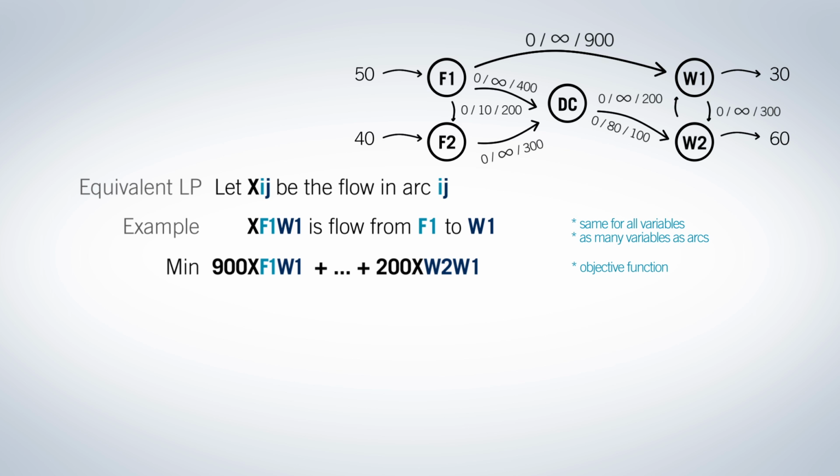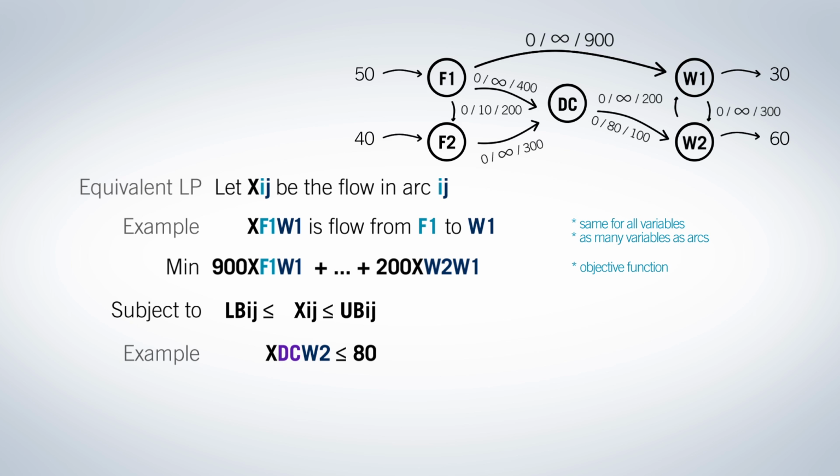Now when it comes to constraints, we have "subject to." Every arc is going to be bound by some kind of upper bound u_ij, and has to exceed some lower bound l_ij. So for example, x_dcw2 has to be less than 80, between 80 and 0. And we're going to have as many of these for all 7 arcs: upper and lower bounds. Most of the upper bounds are infinity, and we can use a large number like 9999 to express that.